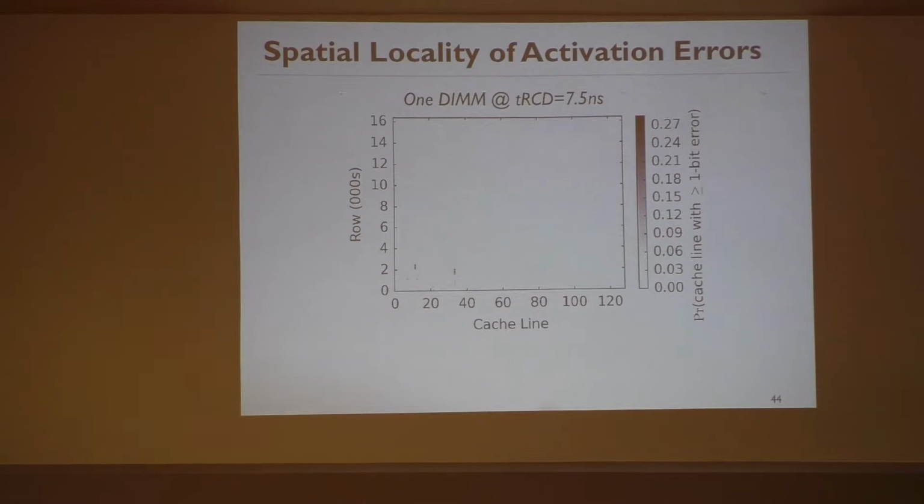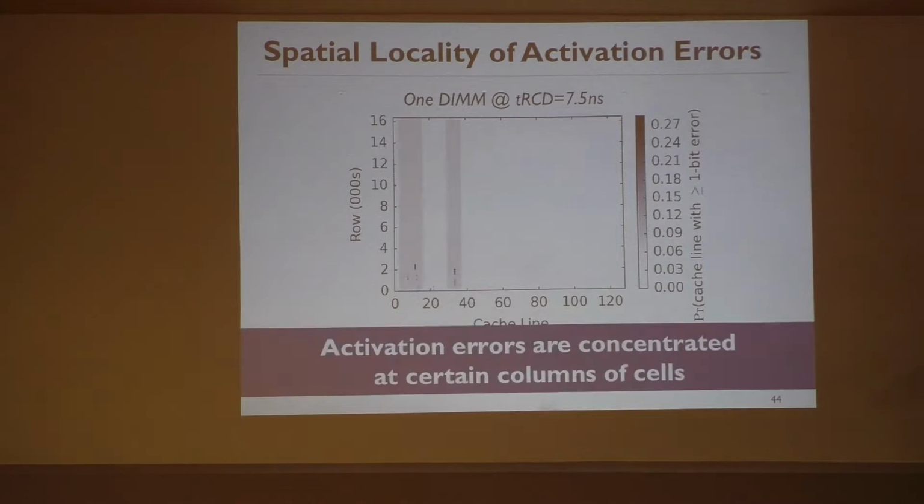So this is one example. Once you reduce the activation latency by some amount, this is the error pattern that you get in a DRAM subarray. These are the rows, these are the cache lines. Actually, this is the DRAM bank. And this is the probability of a cache line having more than one bit error. You can see that most of the cache lines don't have errors. Errors are localized over here, and they're concentrated in certain columns. So if you know this sort of spatial variation information, you can expose it to the memory controller, and the memory controller can use different latencies to access different locations.